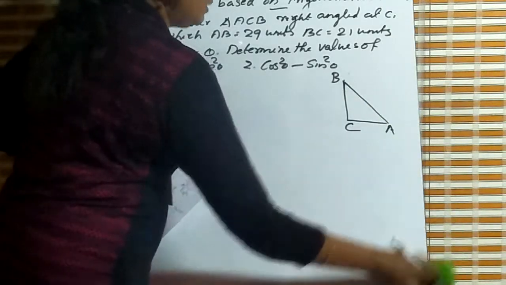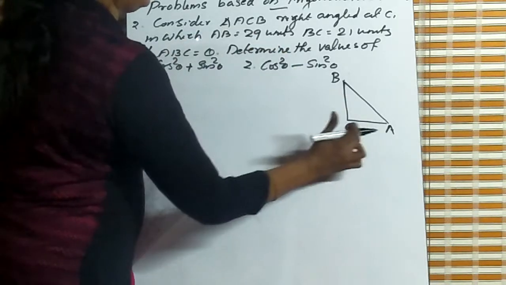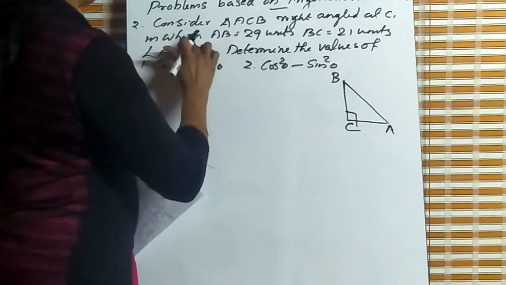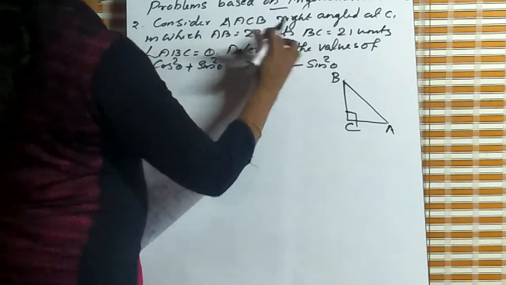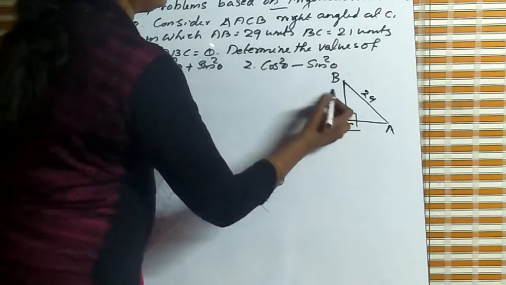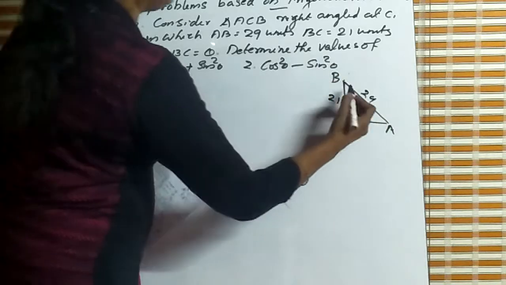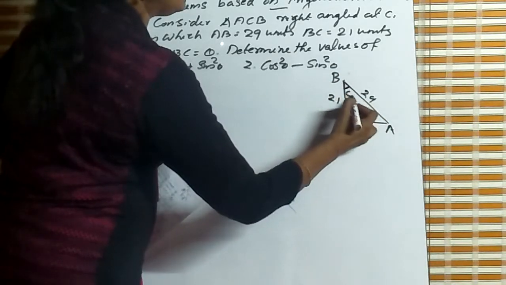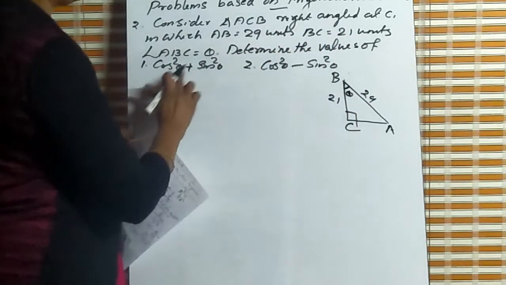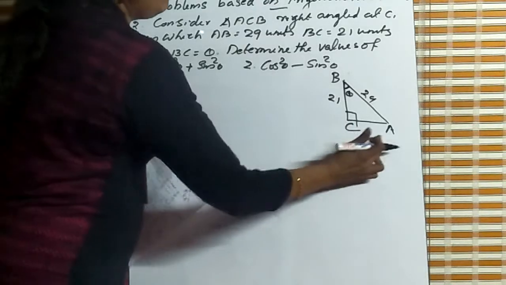Here I take triangle ACB, right angled at C, in which AB is equal to 29 units, BC is 21 units. Angle ABC is equal to theta. Determine the values of cos square theta plus sin square theta and cos square theta minus sin square theta.